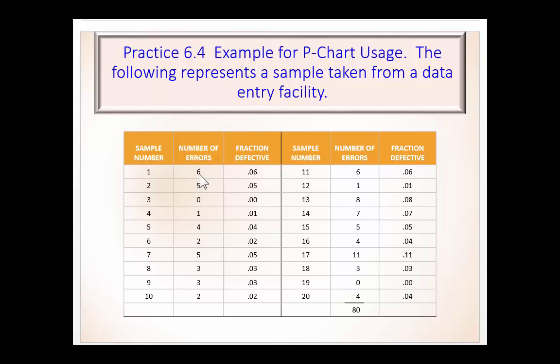So this is not 6 errors out of 6, it is 6 out of 100, or 6% defective units. So we sum up our defective units and we get this 80. Now, another thing we can do is look at this graphically.